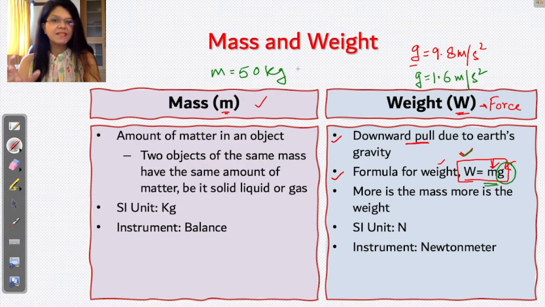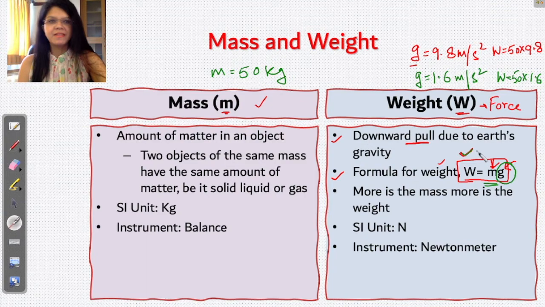This is your mass of 50 kgs. So what is your weight on the Moon? Weight on the Moon is 50 times 1.6, and weight on the Earth would be 50 times 9.8. So if you multiply the same mass, 50, by two different numbers, you get two different weights.